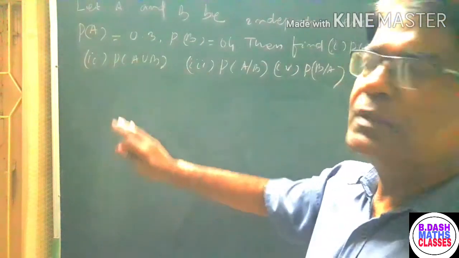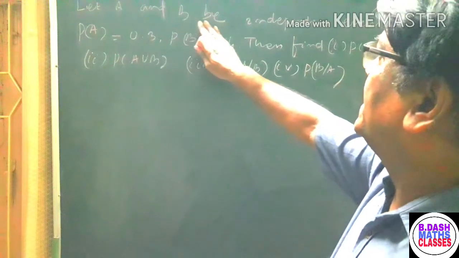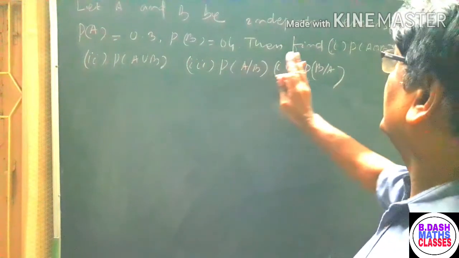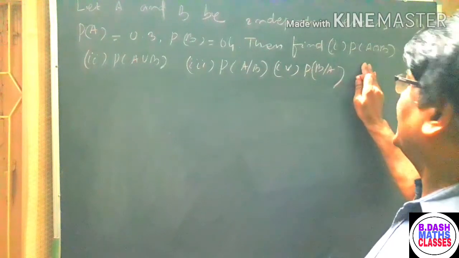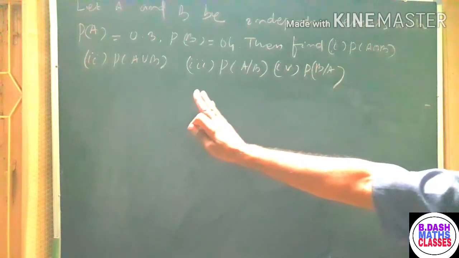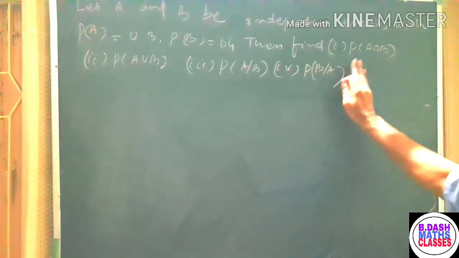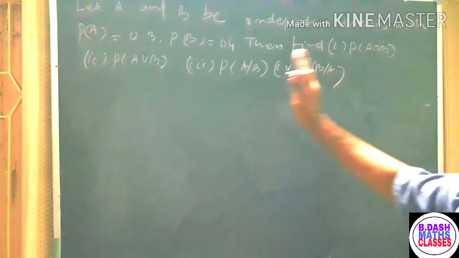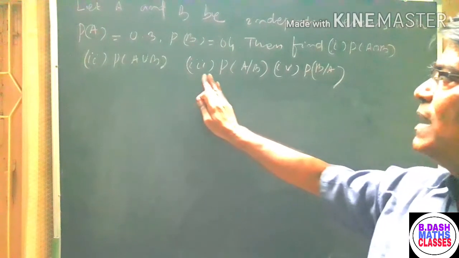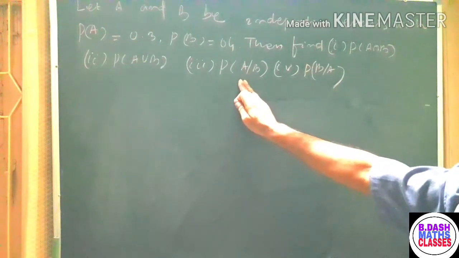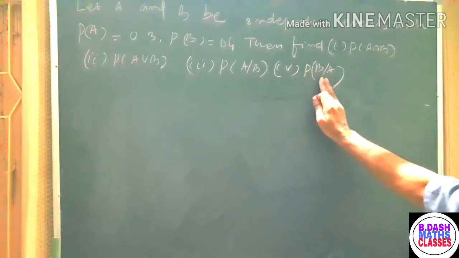Let us proceed to solve the next problem. Here A and B are independent events with P of A and P of B given. We have to find P of A intersection B, P of A union B, P of A slash B, P of B slash A. That is the probability of A intersection B, the probability of A union B, and P of A slash B, which means conditional probability: the probability of A when B is given, and the probability of B when A is given. Solution.